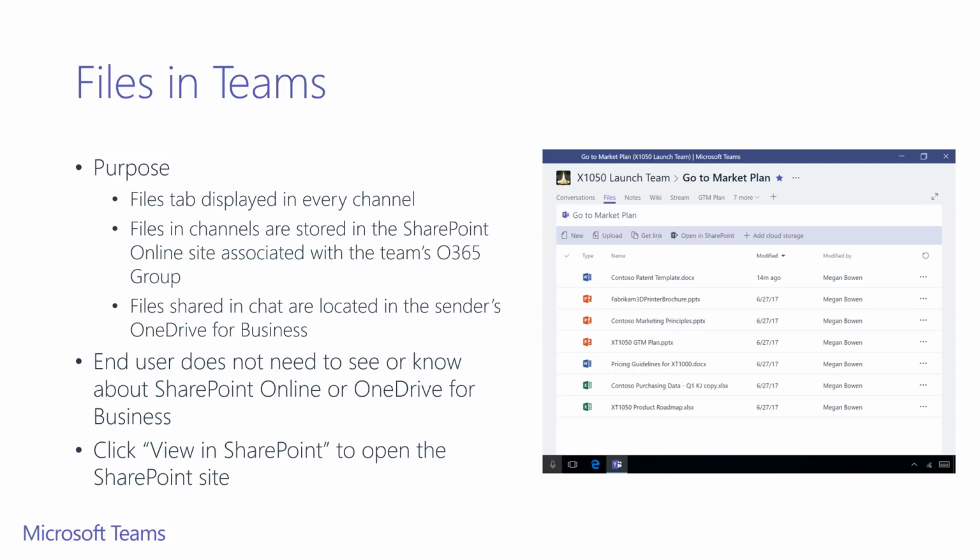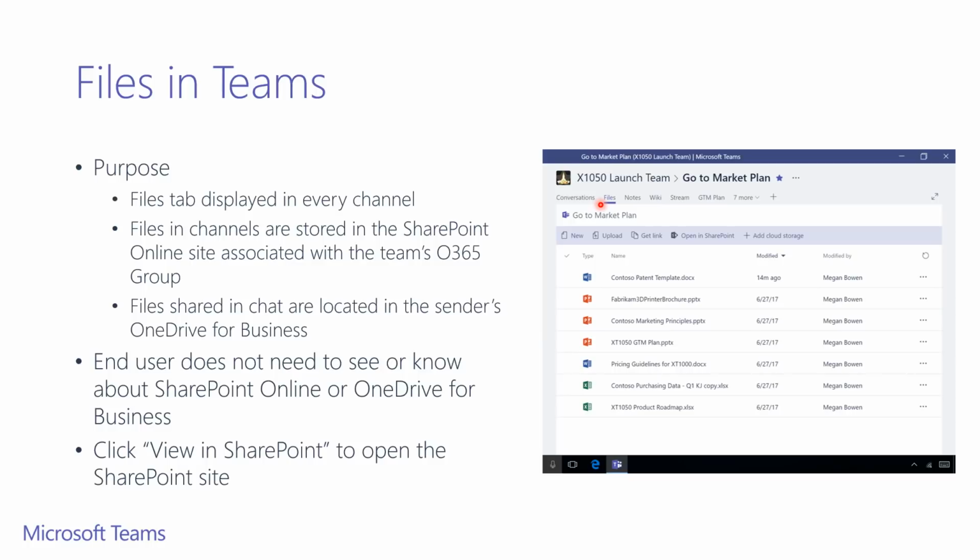Now, when I look at the integration of SharePoint and OneDrive for Business inside of the Teams application, one of the first areas I want to look at is files in Teams. And here in this screenshot, you can see I happen to be inside of my X1050 launch team, my go-to-market plan channel, and I have the capability of clicking over to my Files tab. This Files tab will be displayed in every channel in the team. The files themselves are stored in the corresponding SharePoint Online site that is associated to the underlying Office 365 group. This is what's commonly referred to as a document library in SharePoint vernacular.